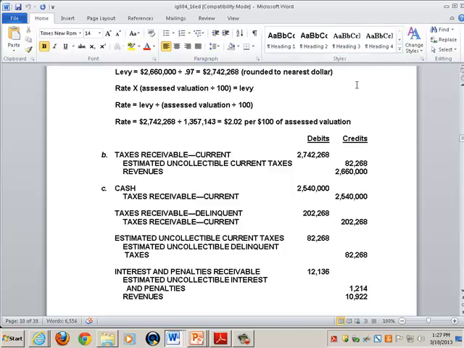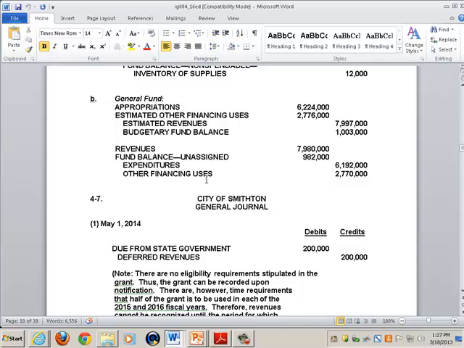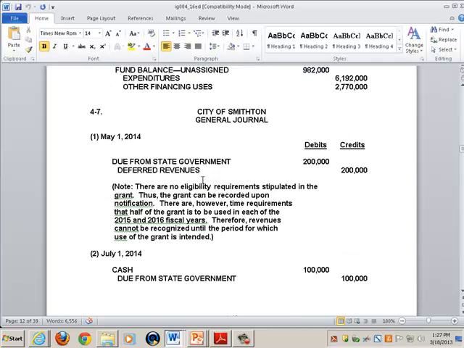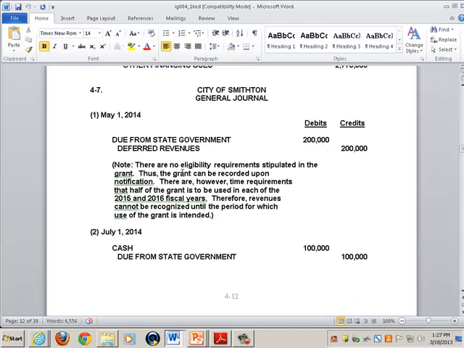Okay, so this is what happens. Notice what it says. So you receive the grant, right? The grant does not have any eligibility requirements, which means that this is the 200,000. You defer the revenue because when can you start using the grant? From July 1, 2014.